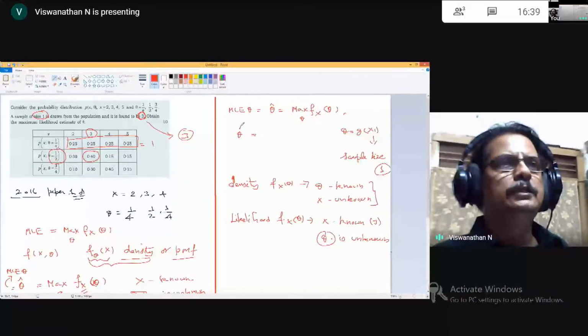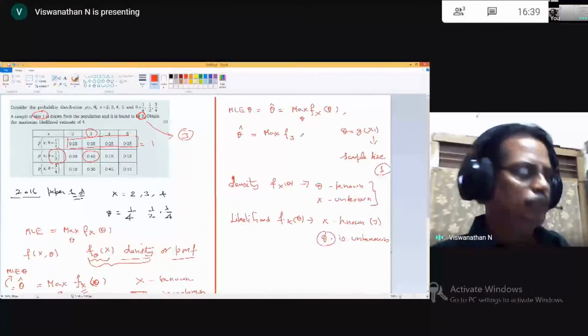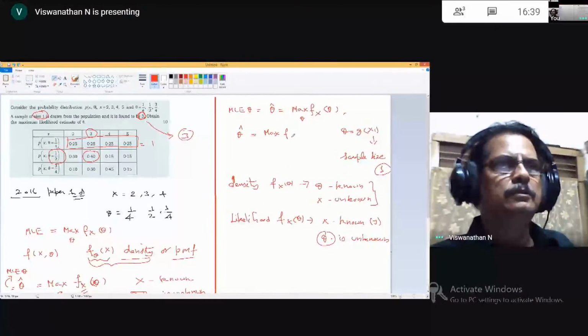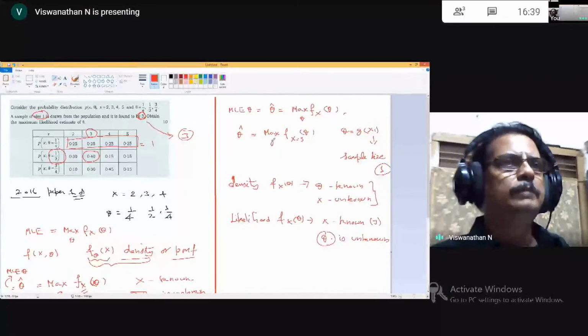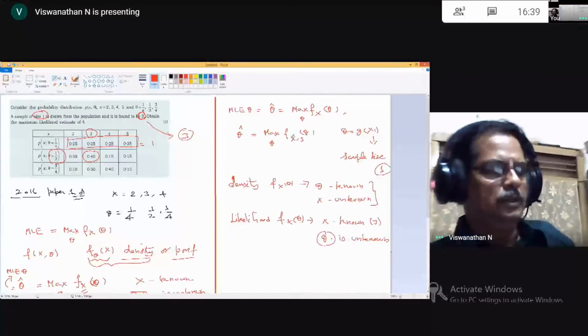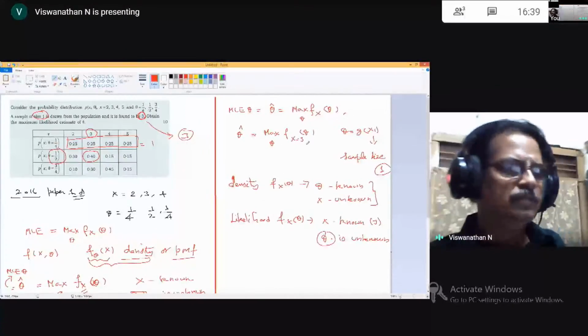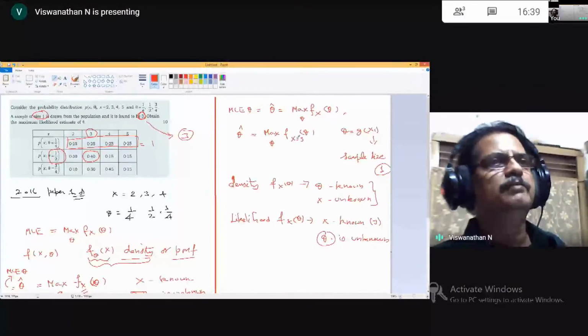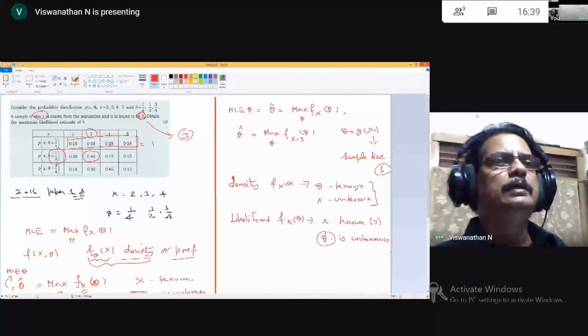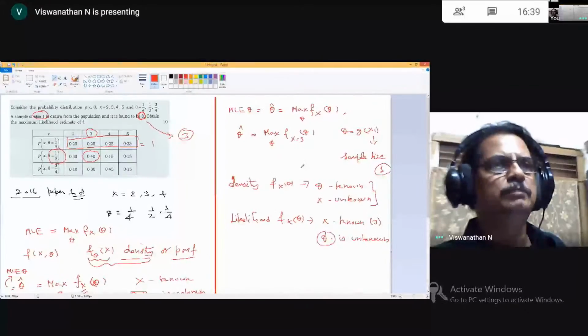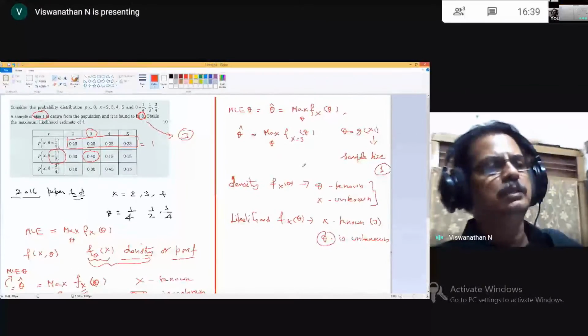Your theta hat is equal to the maximum of f, with x now equal to 3. So f of x equals 3, theta, and I want the value of theta for which this function is maximized. There is a great difference between a function attaining a maximum value and the point at which it attains that maximum. They are two different things. One should be very careful.